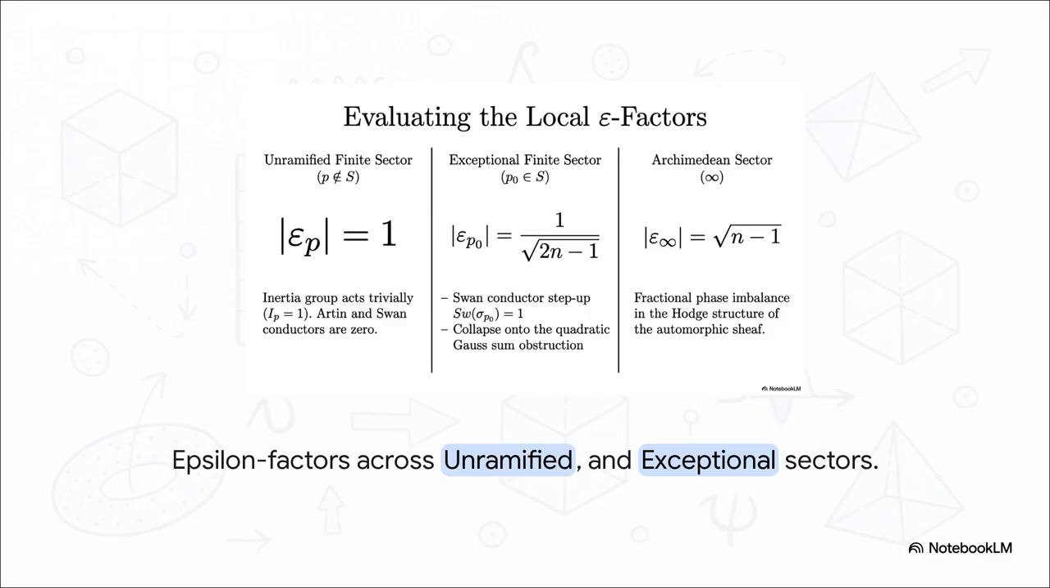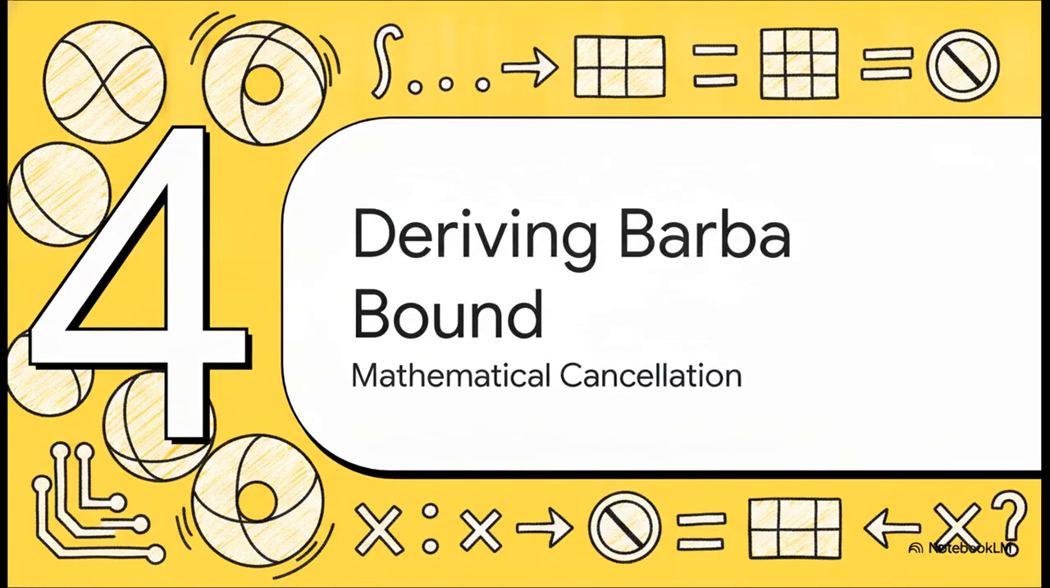But in the exceptional finite sector, arithmetic friction isolates a specific prime number, causing a step-up. This forces the local root number to collapse onto a very specific obstruction, 1 over the square root of 2n minus 1. And finally, the Archimedean sector gives us the square root of n minus 1, which happens due to a fractional phase imbalance.